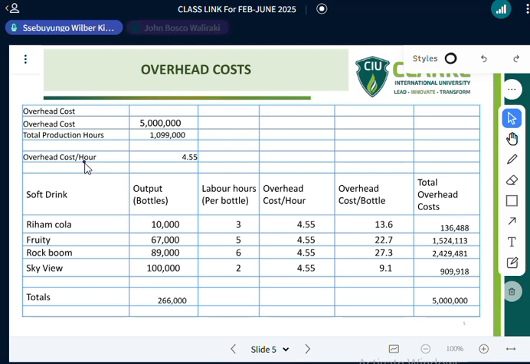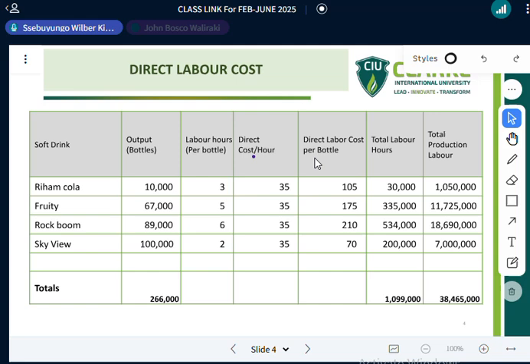So for that case, we need to go back here in the previous example where we are basing on labor hours, where we see that we need to get total hours, production hours for the period. Total production hours for that period where the overhead cost of 5 million was incurred.